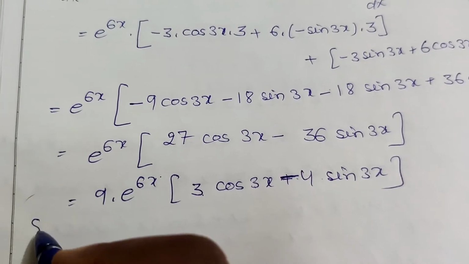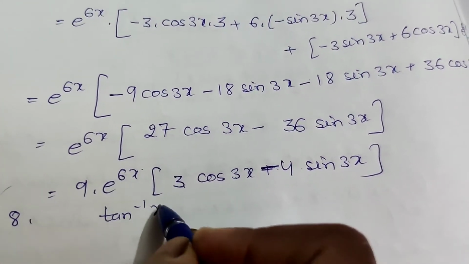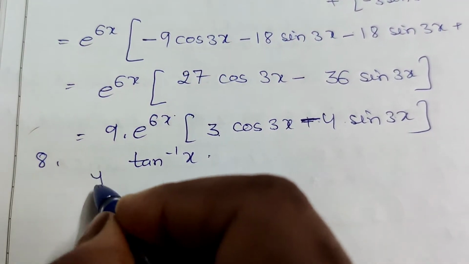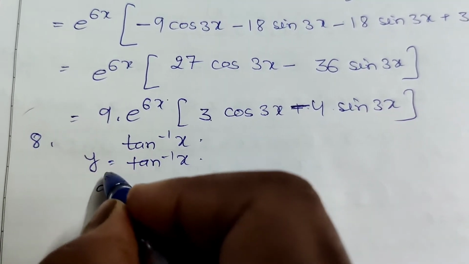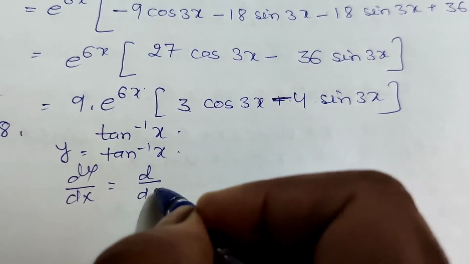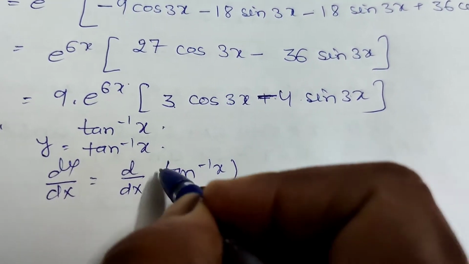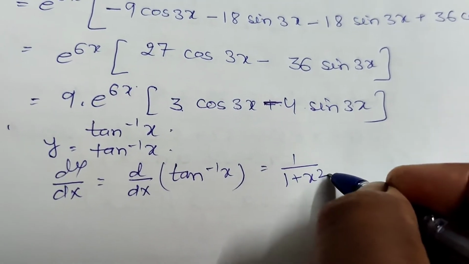Question number 8 is tan inverse x, the double differentiation of tan inverse x. So y equal to tan inverse x. It means dy over dx equal to d over dx of tan inverse x. It is equal to 1 upon 1 plus x square.